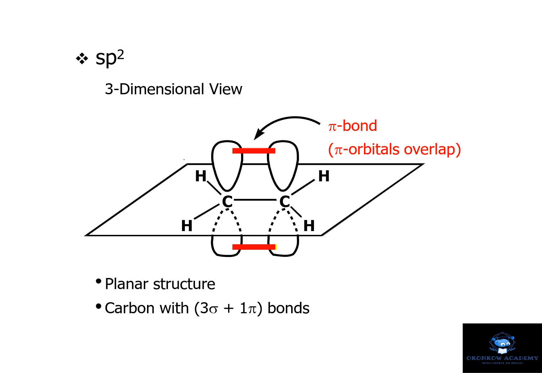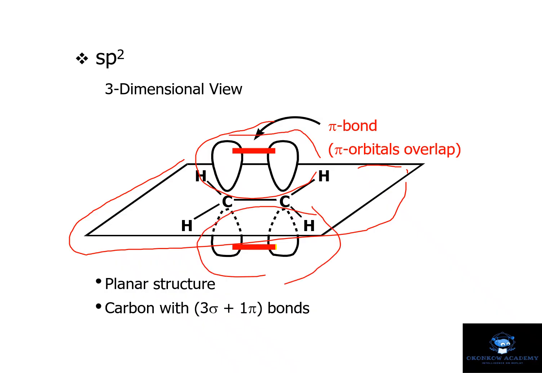This rectangular shape is the plane. The pi bonds are here, one above and one below. Together, the sigma and pi bond form the carbon-carbon double bond. So a C=C bond consists of one sigma bond plus one pi bond. One of them is pi and one of them is sigma.